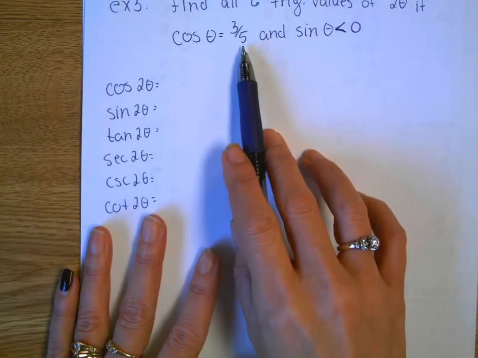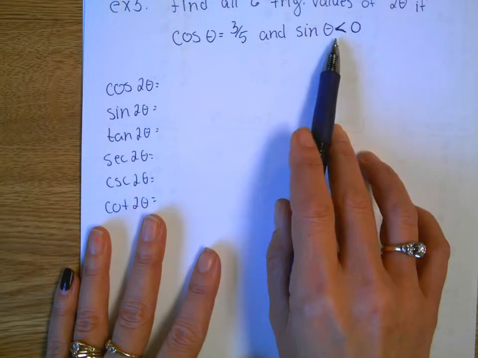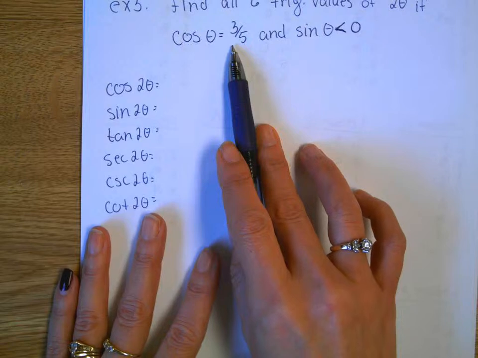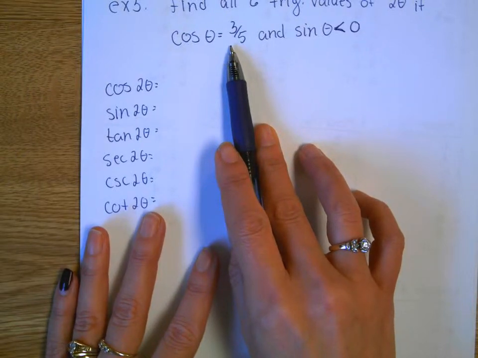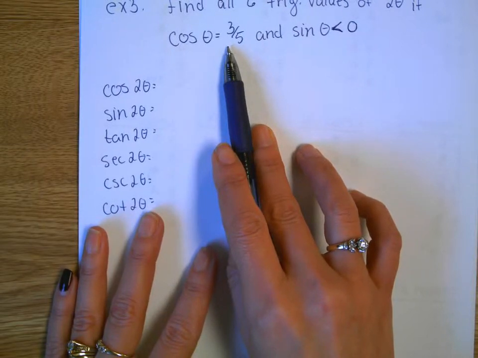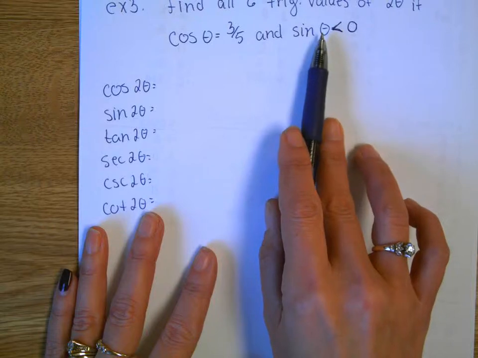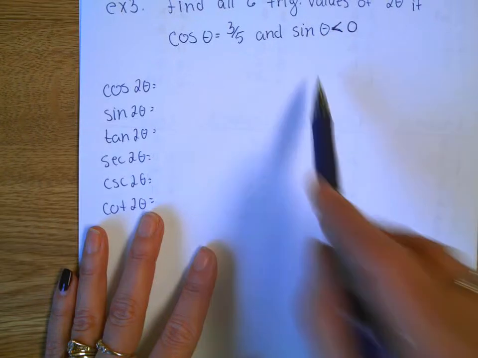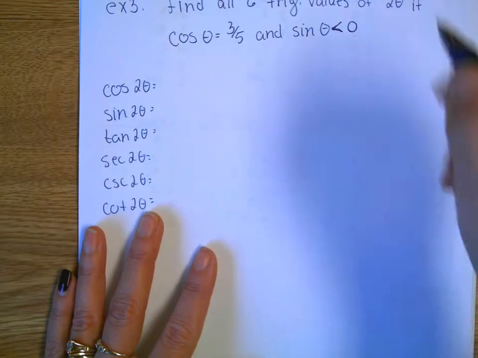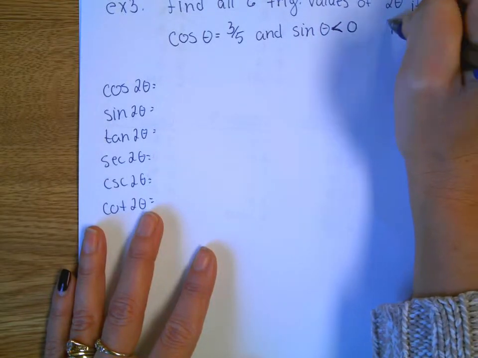Only thing, I did not tell you which quadrant, but can you figure it out? Sine's negative, cosine's positive. Where's theta? Quadrant 2 and 4. Sine's attached to the y value. Where's the y negative? Down. So it's either 3 or 4. Where's cosine positive? Cosine's attached to x. So we are in quadrant 4.